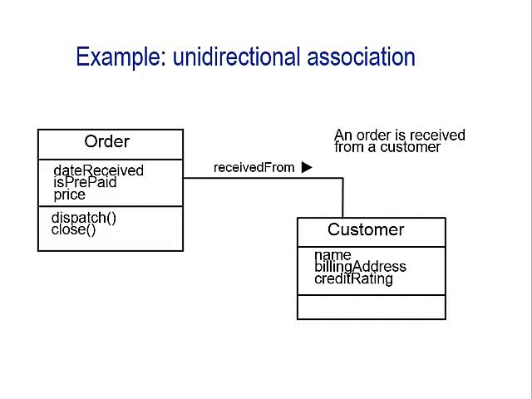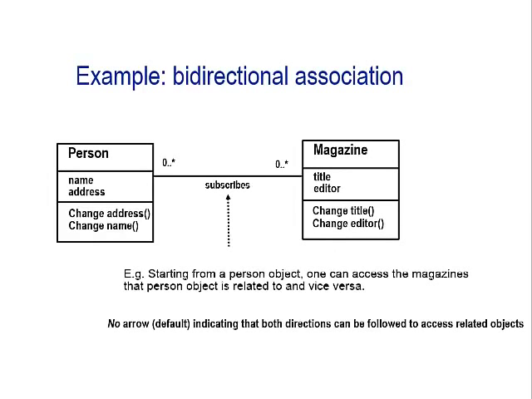An association should not always be unidirectional. It can also be bidirectional. A bidirectional association means that it is possible to navigate in both ways. Here we have a class person and a class magazine.